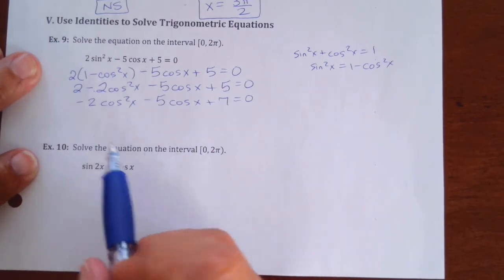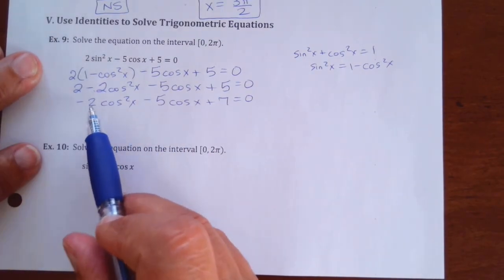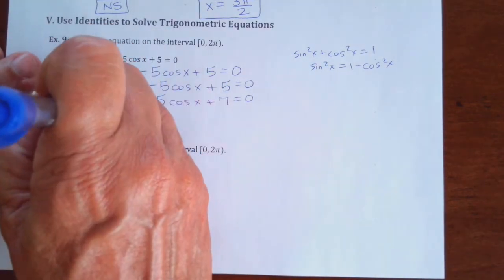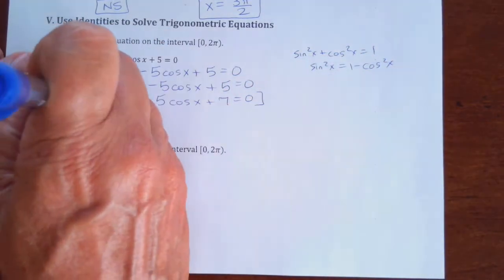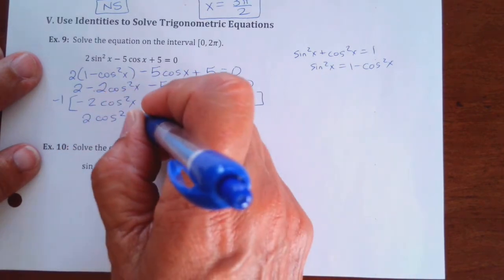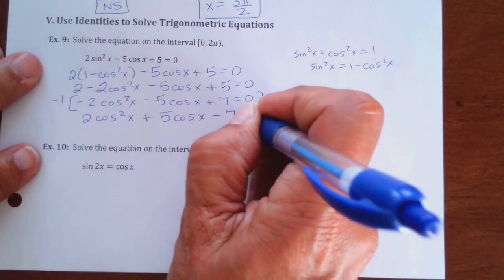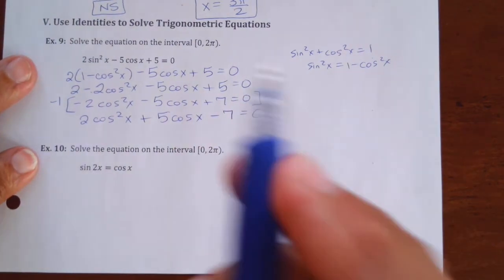I'm getting there. Now I can factor, but I don't like to factor with your cosine squared being negative. So let's multiply everything by negative 1. So now I'll get 2 cosine squared plus 5 cosine minus 7. All right, now that I can factor.